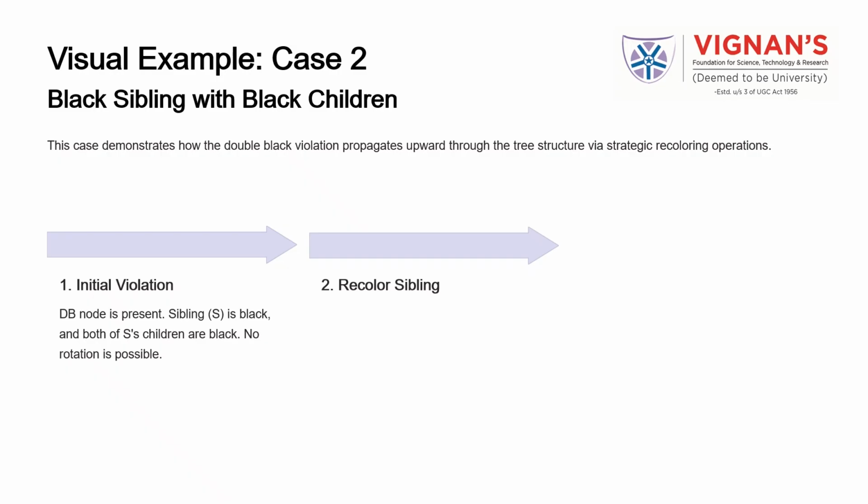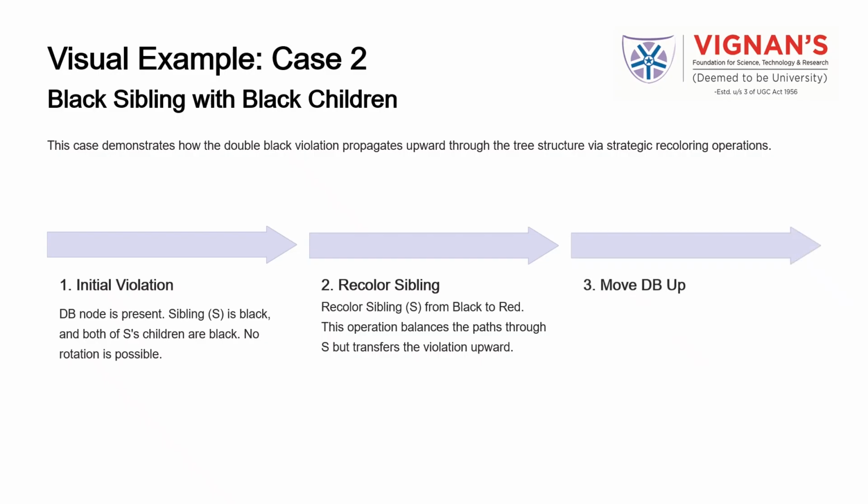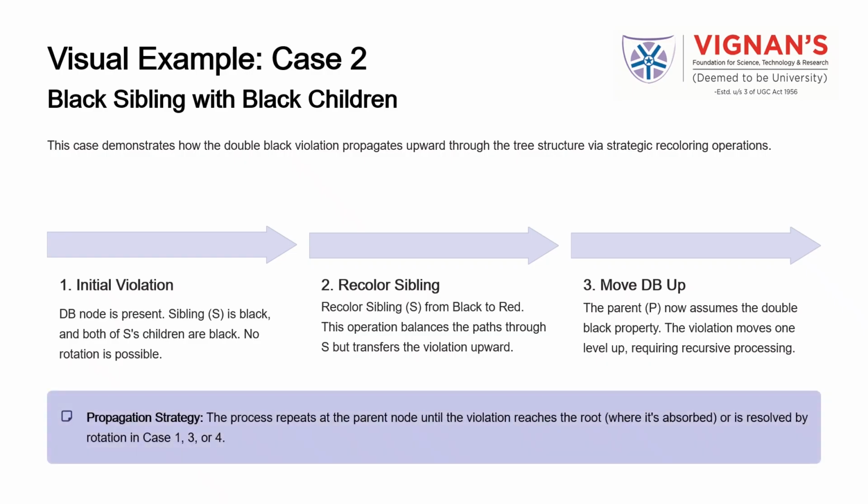Recolor sibling. The sibling is recolored to red. This balances the black height at the current level and removes the double black from the current node. Move double black up. If the parent was black, it becomes double black and the fix-up continues upward. If the parent was red, it is recolored black and the process ends.